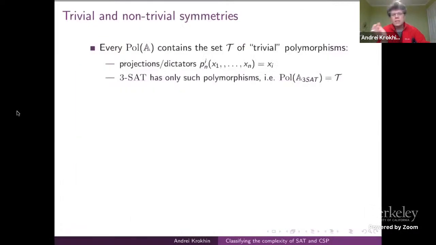Now, let me discuss very briefly what we can call trivial symmetries, trivial polymorphisms, and non-trivial symmetries. If we look at polymorphisms of any structure, this set of polymorphisms always contains the set T of trivial polymorphisms. These are the n-ary operations of a very simple form, like this. It takes an n-tuple and outputs the ith argument. They're called projections, or sometimes dictators in a different community. So very simple functions. They don't do anything. They just output the ith argument that they get.